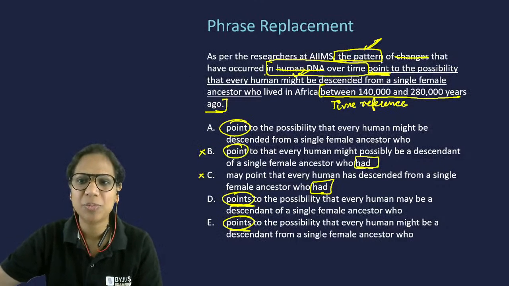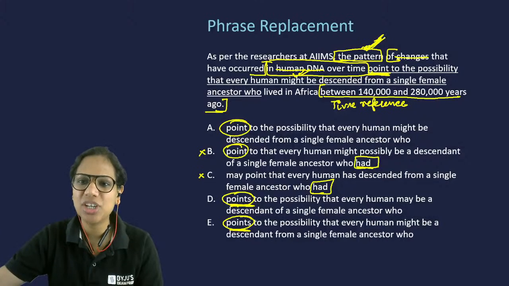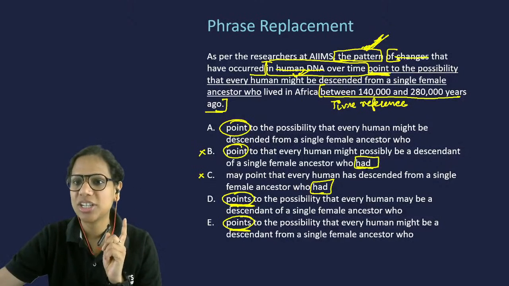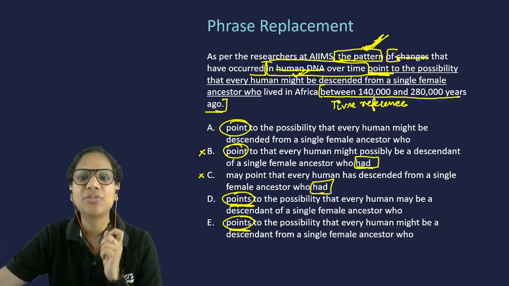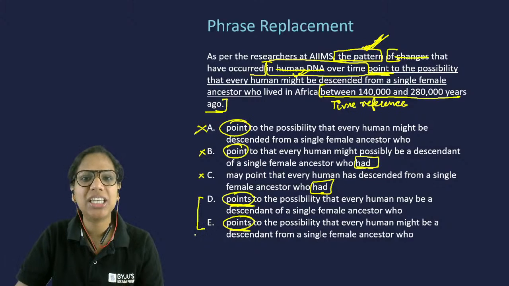This is one prepositional phrase. This is another prepositional phrase. These are not your subjects. The subject is the pattern. It is a singular subject, so we can't say point, we have to say points. So eliminated A also. Now we are left with D and E.